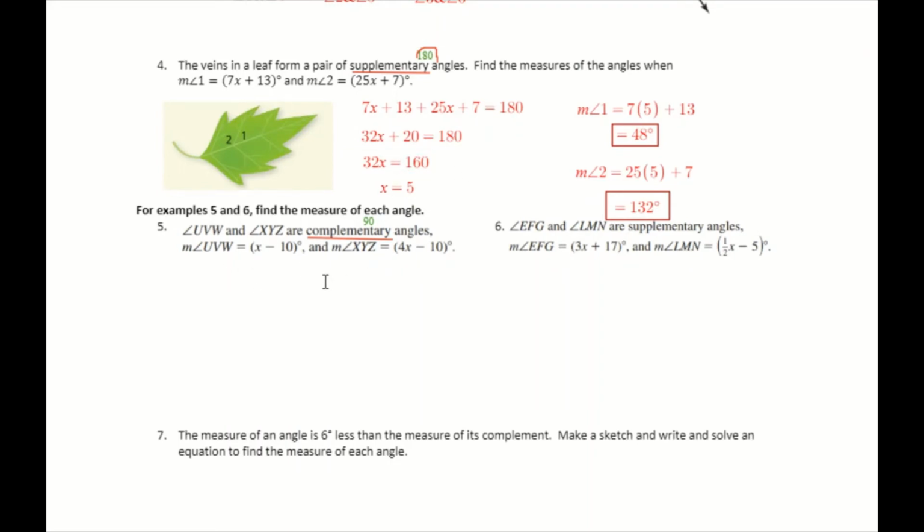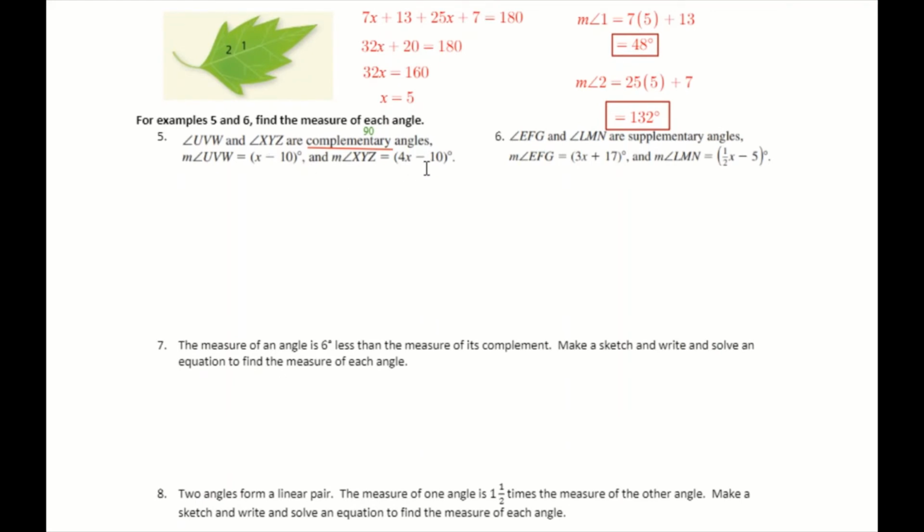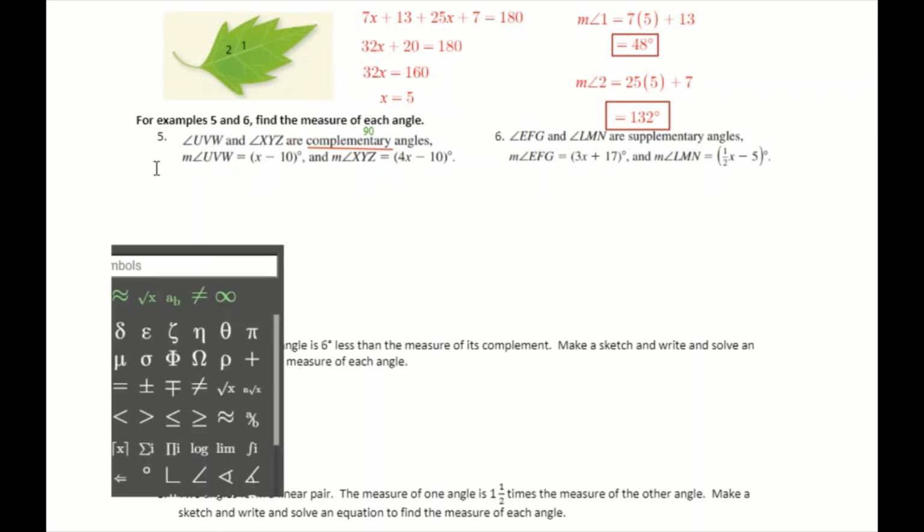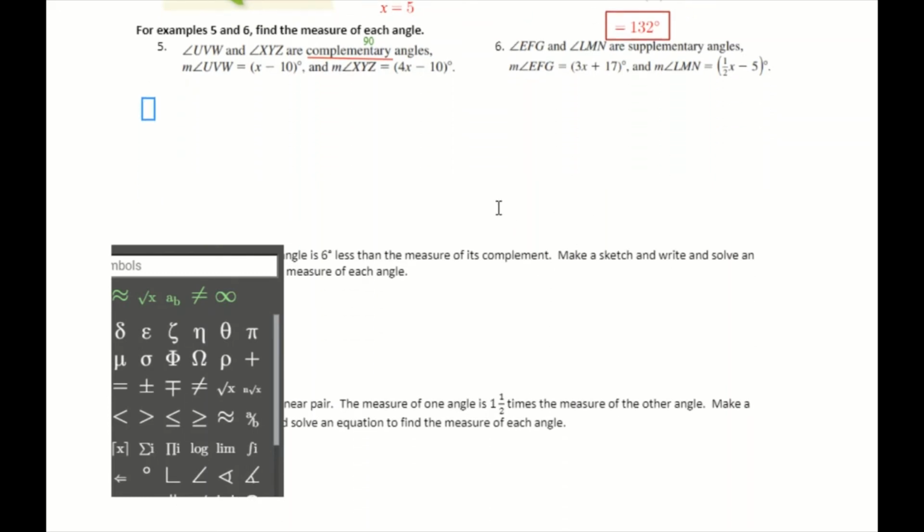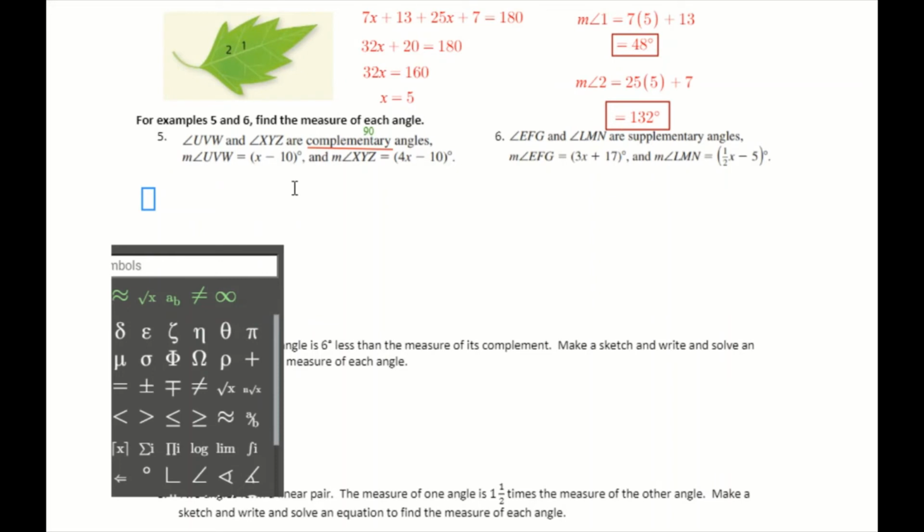But we're going to approach it the same way. We're going to add these two together, set it equal to 90, solve the equation for x, and then plug it back into each of these to get the two angle measures. That's basically our overall strategy for most of these: set up an equation, solve for x, and then go back and figure out our angle measures.